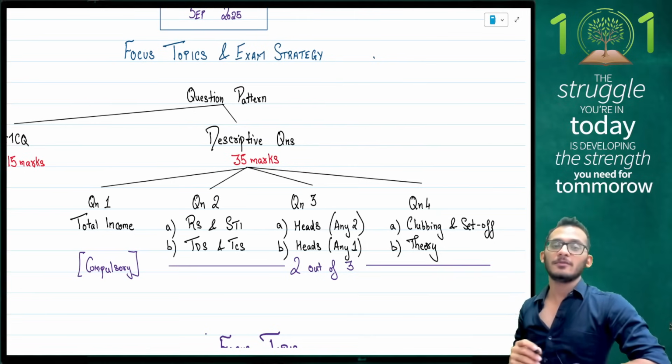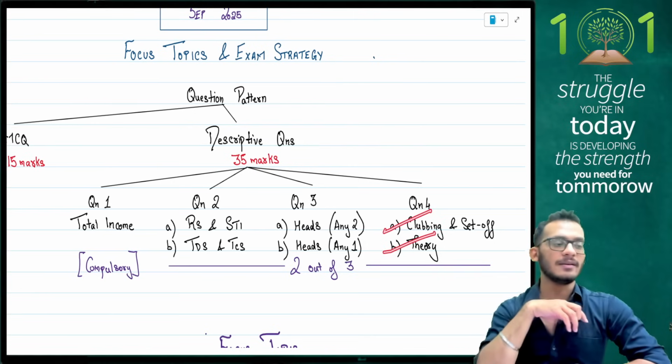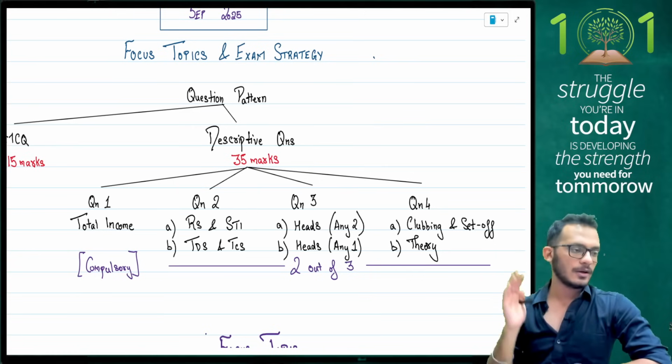This brings me to question number 4. Question number 4 being a compulsory clubbing and set off question, and the 4B being a theory related question, 6 and 4 marks accordingly.